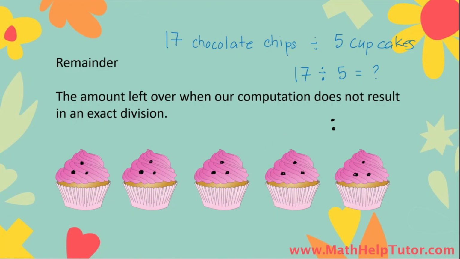So the answer to the question, how many chocolate chips can we put on 5 cupcakes if we had 17 chocolate chips, is 3 chocolate chips per cupcake with 2 remaining chips, or 3 with a remainder of 2, which means 3 chocolate chips per cupcake with a remainder of 2 chocolate chips.